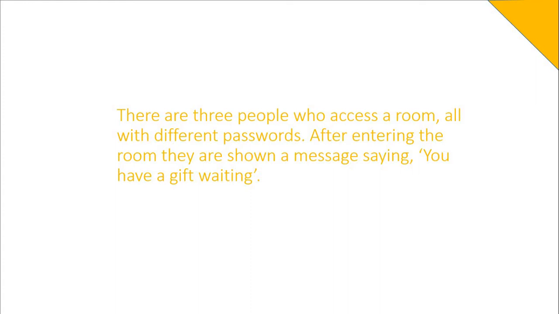So the question says there are three people who access a room all with different passwords. After entering the room, they are shown a message saying, "You have a gift waiting." So this problem statement can be divided in three parts. First, we will be building a dictionary that will have the name and their respective passwords. The second, we will check if the given password corresponds with the given name or not. And in the end, if the password is correct, we will display this message.